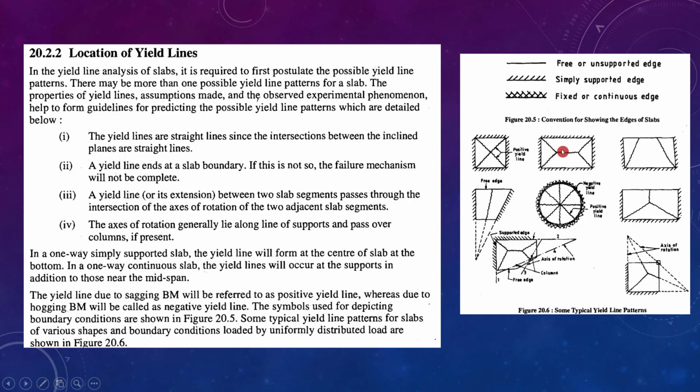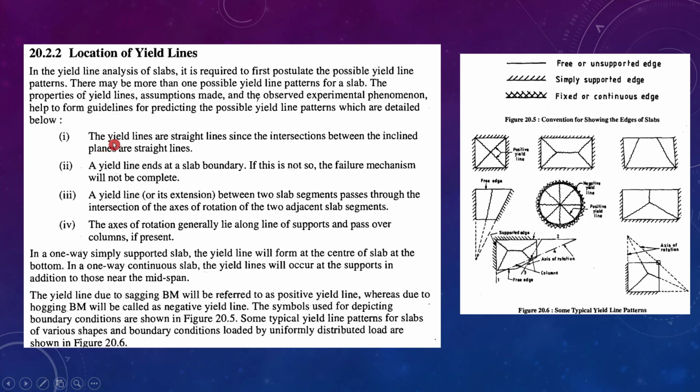So we need to analyze for all the yield line conditions, and the lowest moment which makes that yield line will be the capacity of the slab. So there may be more than one possible yield pattern for a slab. The properties of yield line assumptions made and the observed experimental phenomenon help to form guidelines for predicting the possible yield line patterns, which are detailed below. So these are some guidelines.